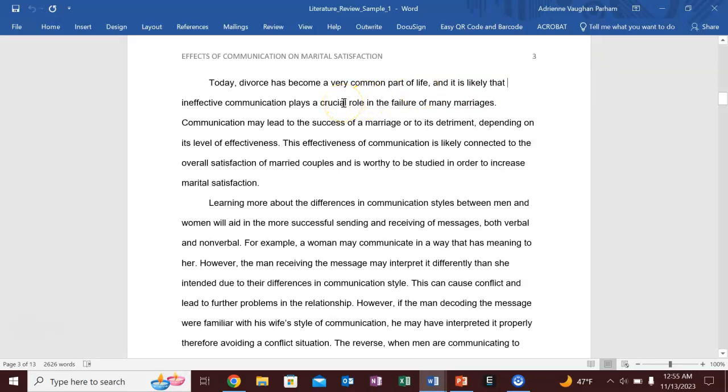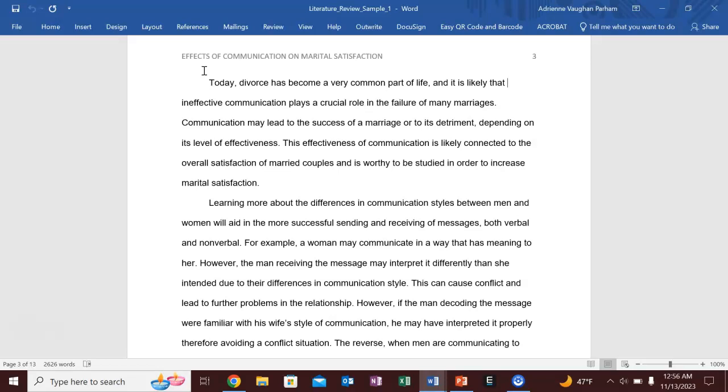Let's start off with the first page after your abstract for your body of content, which will be the introduction to your paper. So you're going to start off introducing the topic. This particular paper was on the effects of communication on marital satisfaction. The first part is to introduce the terms, the concepts, and really discuss what your research question is about. So essentially, your independent and dependent variables.